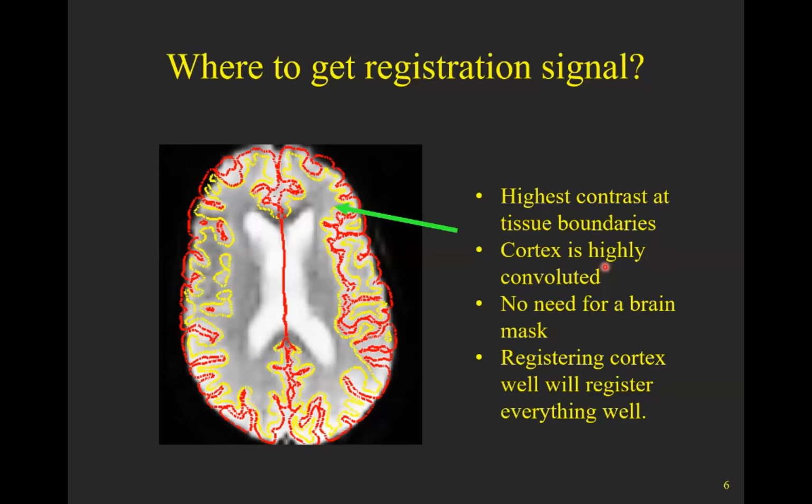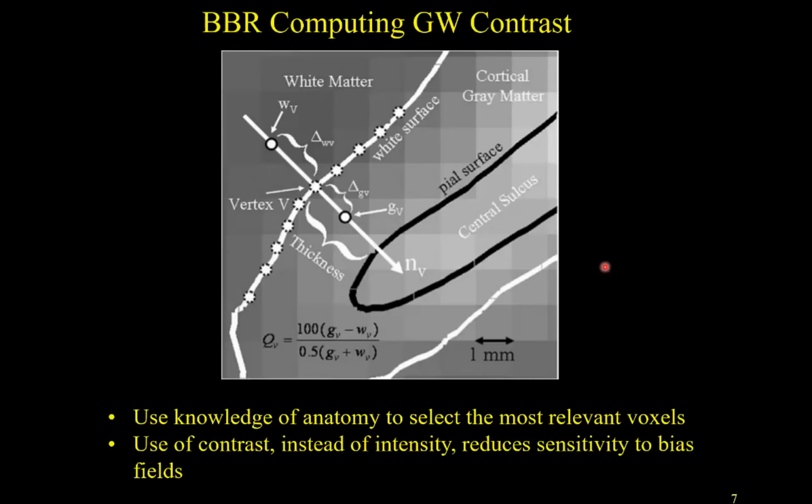In addition to this, we'll talk about that later. And when you register cortex, even though you're using these few voxels, you're actually getting good registration everywhere because you're assuming that there is a rigid or affine registration between the two. So this is what we do in BBR.